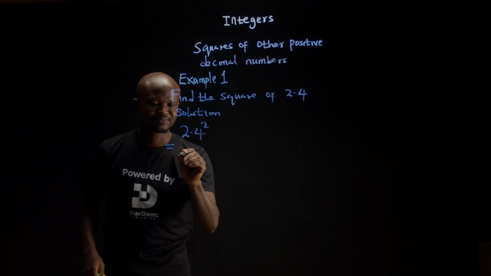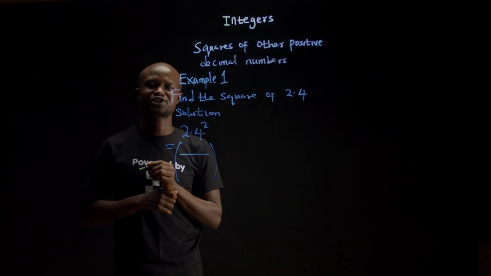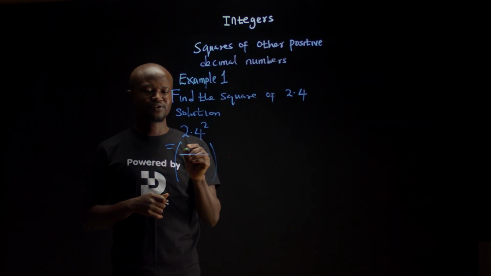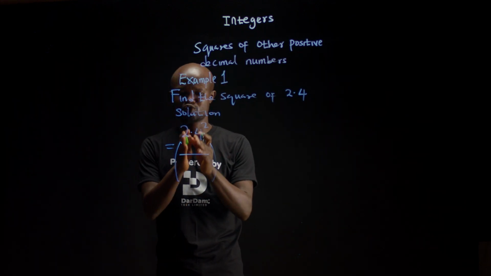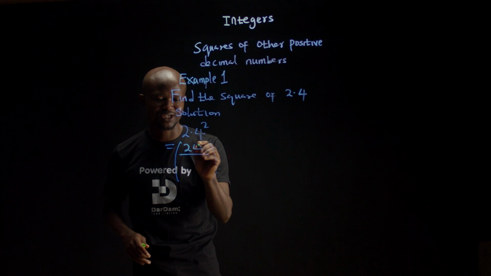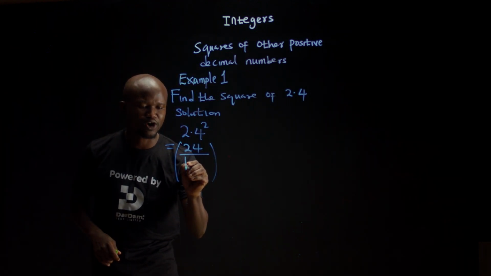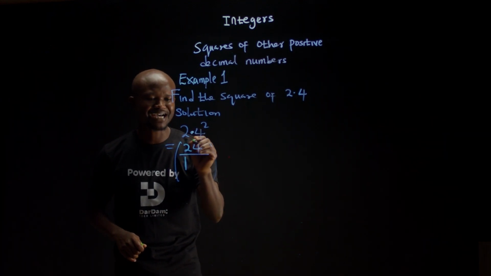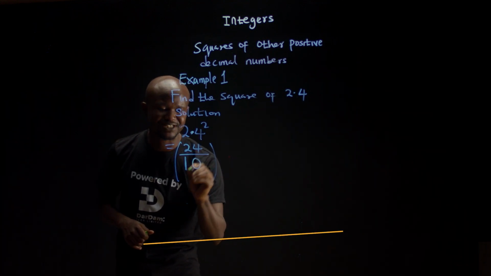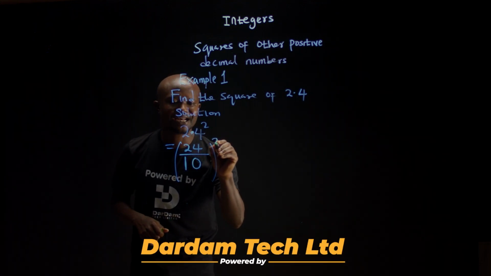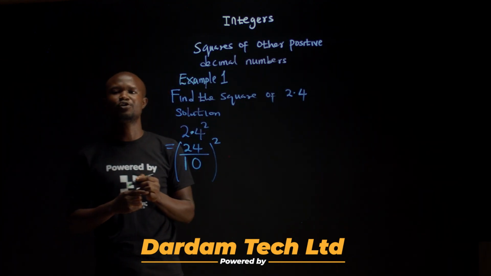So the first thing, we are going to have a numerator and denominator. For the numerator, we have 2.4. So the significant figures there are 2 and 4, so we write 24 all together. Now, the denominator is going to be powers of 10. After the decimal point, how many numbers are we having? We only have one number, and that represents the number of 0. So we put 1 0 here, and we add our square. So it means that 24 divided by 10 is the same thing as 2.4.